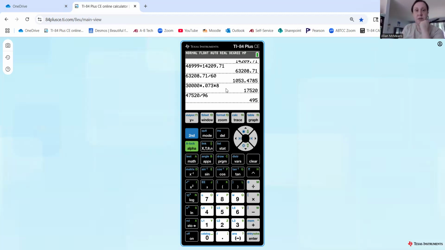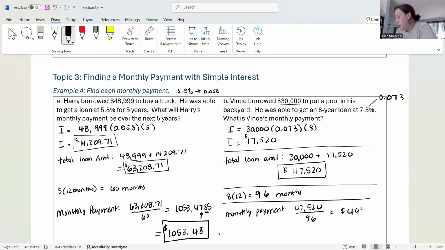So Vince is going to have a monthly payment of $495. So every single month for the next 96 months, so the next 8 years, Vince is going to have to pay $495 for this.